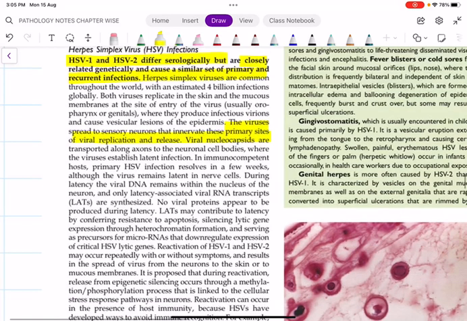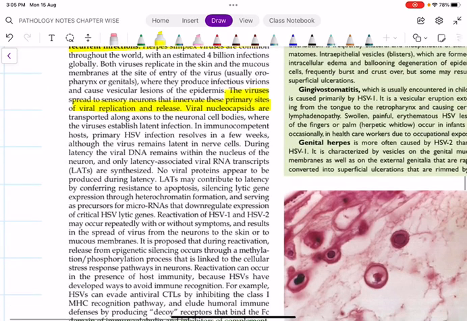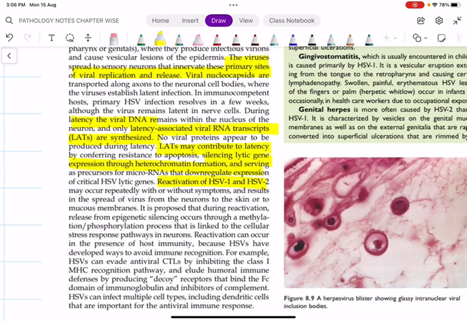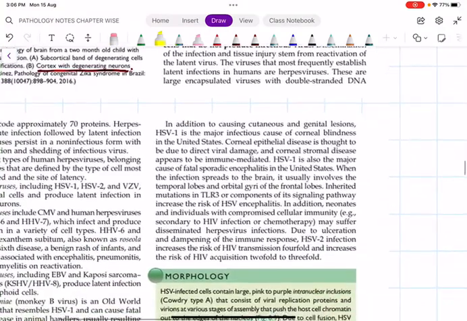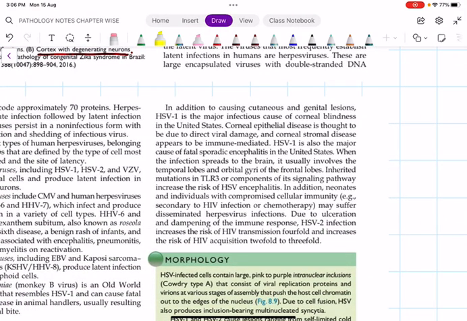Next, what is LAT? This herpes group of viruses is known for latency. That means after infecting, they remain dormant within the neurons, and they get reactivated in conditions like immunosuppression. During latency, they secrete latency associated viral RNA transcript. They may contribute to latency by conferring resistance to apoptosis. They silence the lytic gene expression, and this reactivation may occur especially when the patient is immunosuppressed.